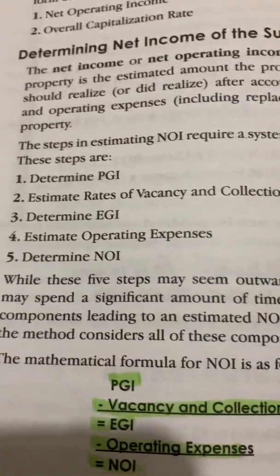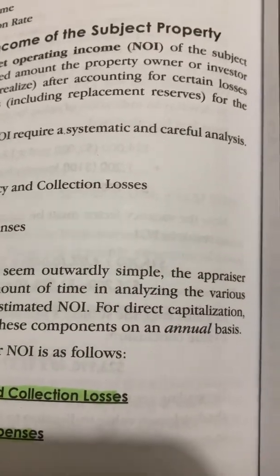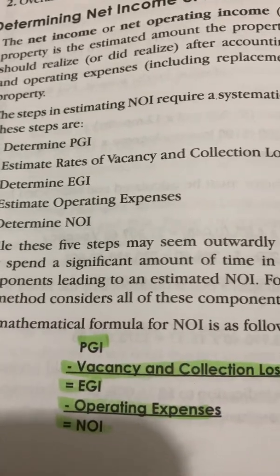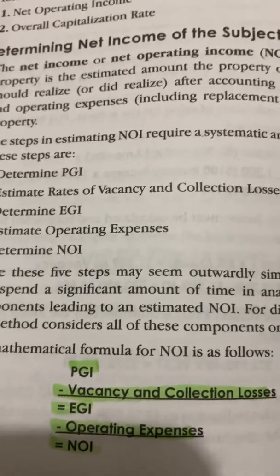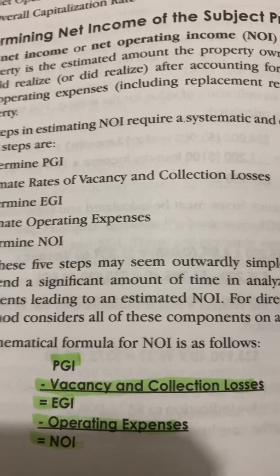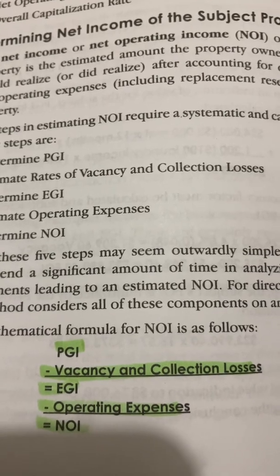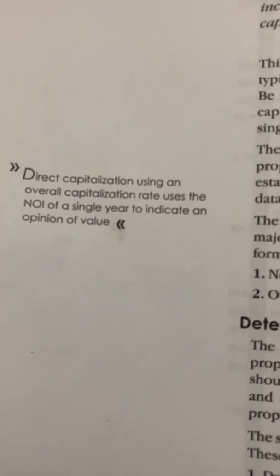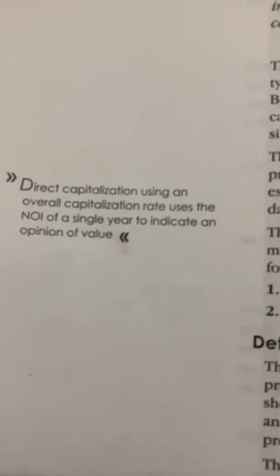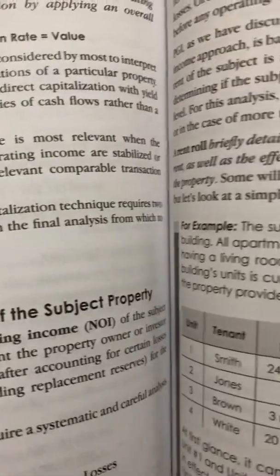For direct capitalization, the method considers all of these components on an annual basis. The mathematical formula for net operating income is as follows: potential gross income minus vacancy and collection losses equals effective gross income. Then figure out what the operating expenses are and subtract that from effective gross income. That will equal your NOI, net operating income. Direct capitalization using an overall cap rate uses the NOI of a single year to indicate an opinion of value. Page 185.